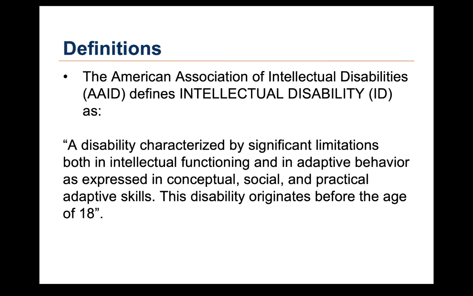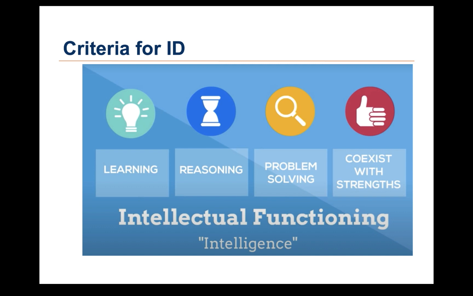The American Association of Intellectual Disabilities defines intellectual disability, or ID, as a disability characterized by significant limitations in both intellectual functioning and adaptive behaviors as expressed in the areas of conceptual, social, and practical adaptive skills. This type of disability originates before the age of 18. On Canvas, you'll find a YouTube video from Special Olympics that talks a little bit more about ID. You will need to watch this video in order to do well on your quiz for this week.